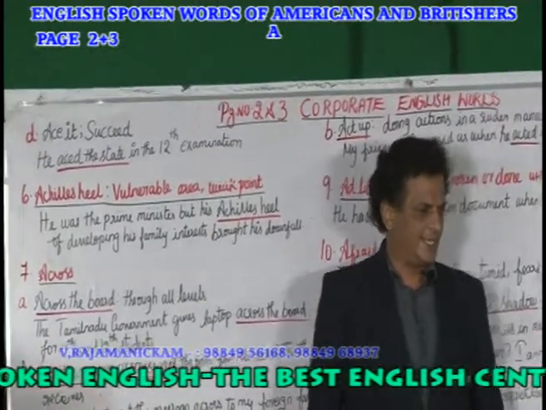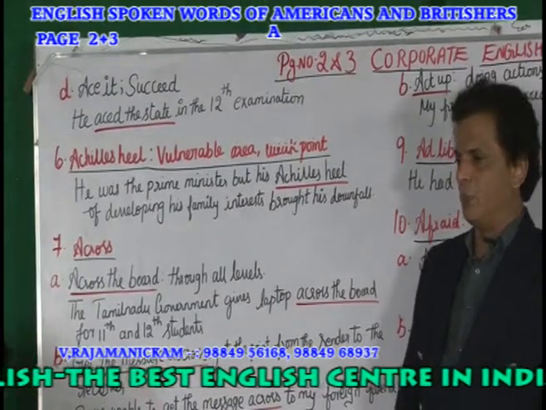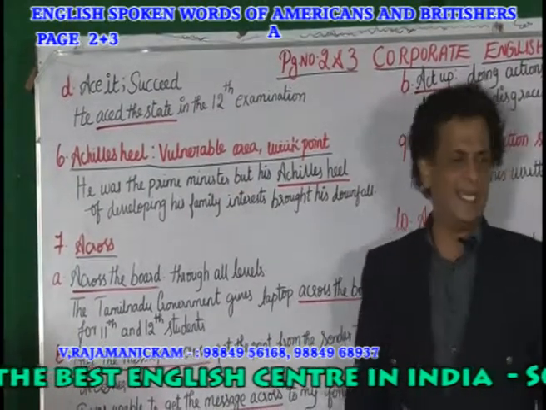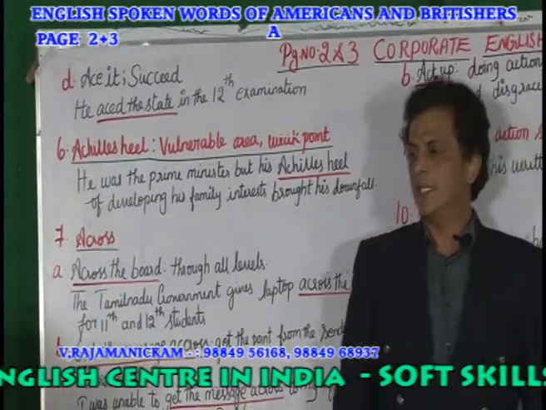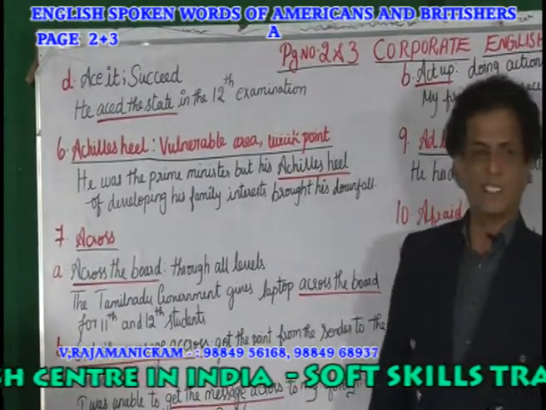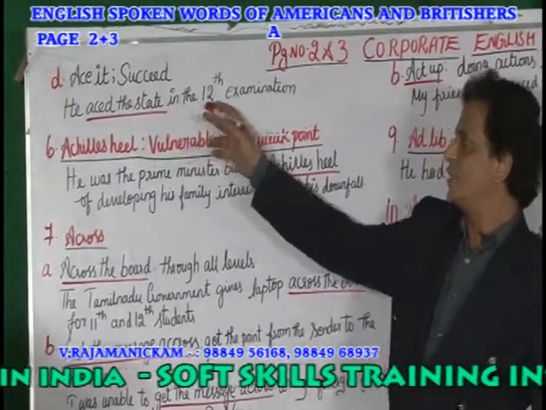Ace means what? A-C-E, ace. This is American English. Ace means top. Number 1, ace it means succeed, ace it. So here ace becomes a verb, right? Ace means top. Ace means succeed. Succeed means what? Win. Here, he aced the state 12th examination.